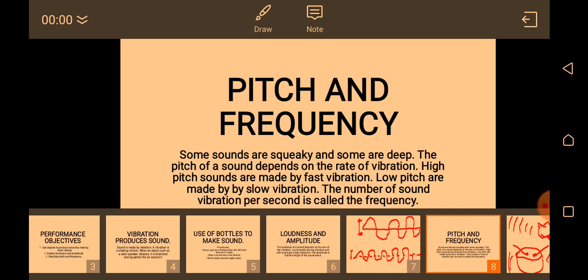It depends on how it vibrates. If it vibrates very deep, very slow, very soft, or very loud, then that is when you can decide what the pitch looks like. Now, the number of sound vibrations per second is what we call the frequency.